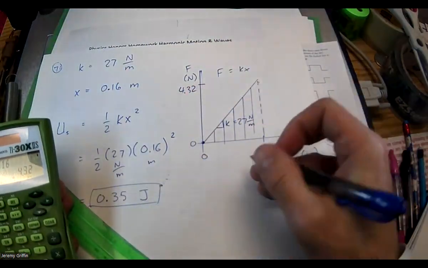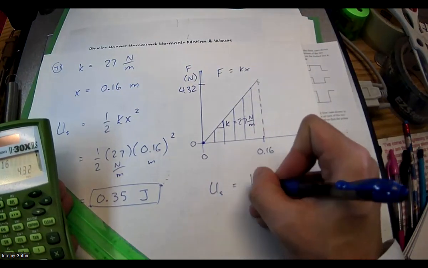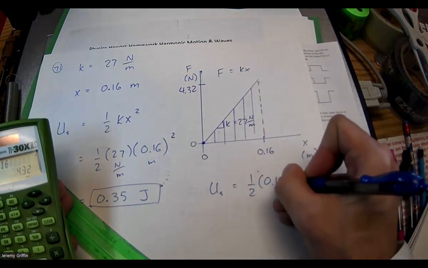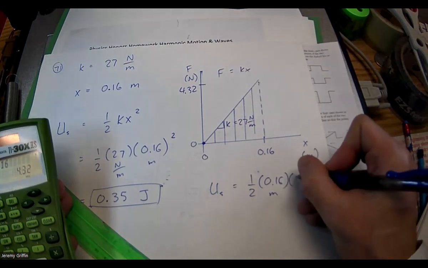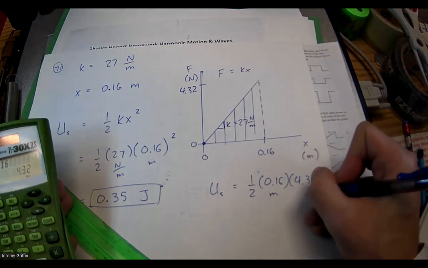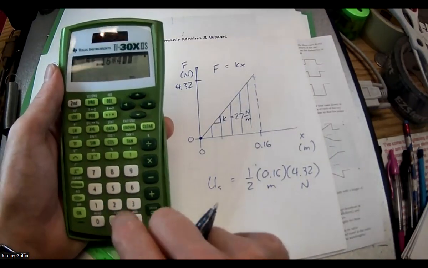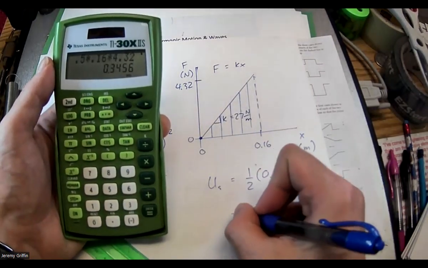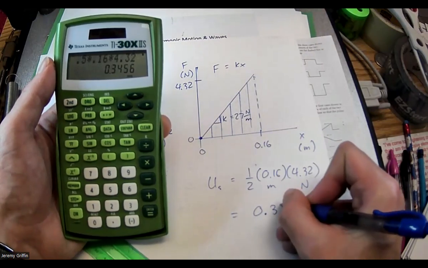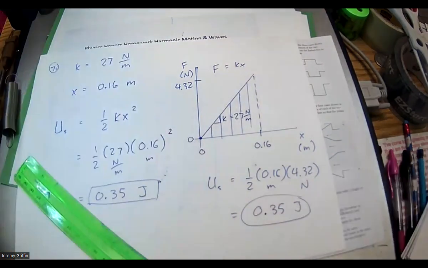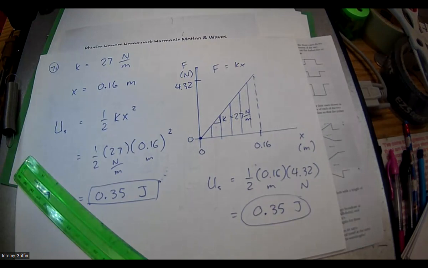So the area of a triangle is 1/2 base times height. So 1/2 base times height. Hey, it's the same thing. Okay, there you go, two different ways to do it.